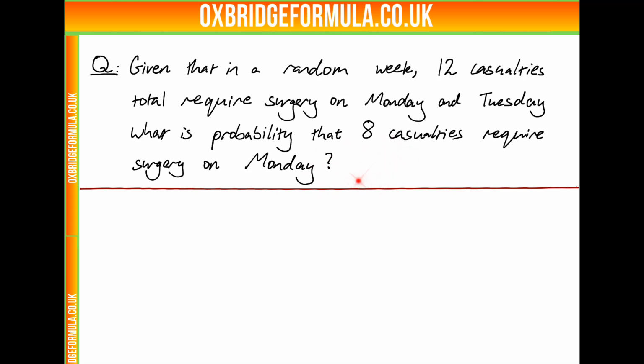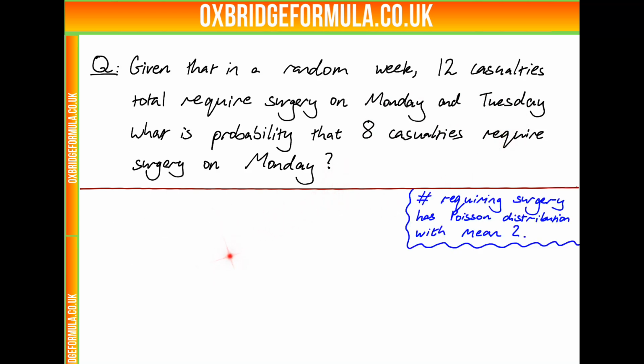So pause the video and have a think about which variables we're going to need to name. Indeed, we're going to think about the number of people who require surgery on Monday and the number of people who require surgery on Tuesday. So let's name those as M and T, respectively.